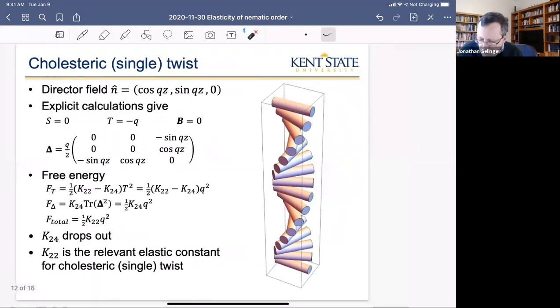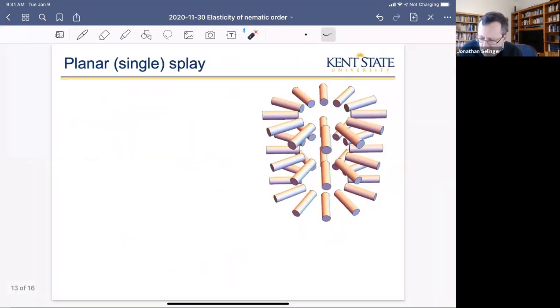And the same is true for splay, right? This is a picture of planar splay. This is like slices of pizza, right? If you slice pizza, you have splay in the XY plane, but nothing depends on Z. So this is a single splay, right? The director is just splaying as a function of one coordinate.